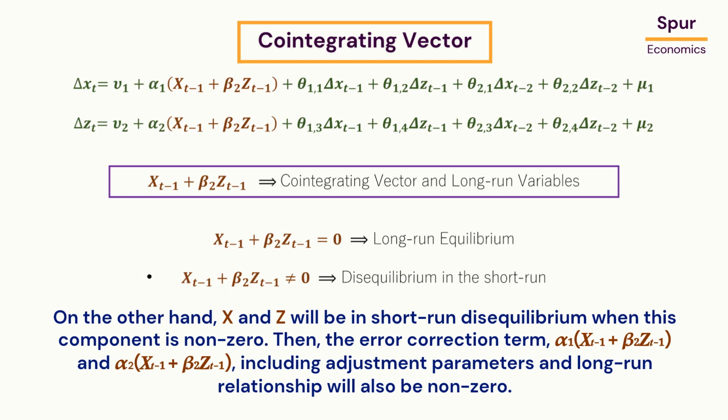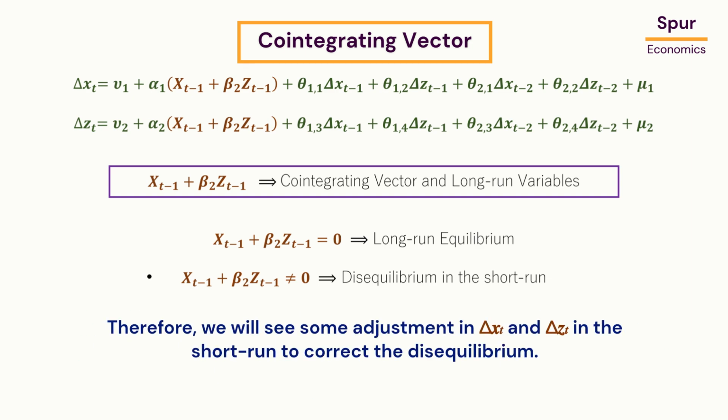On the other hand, x and z will be in short-run disequilibrium when this component is non-zero. Then, the error correction term including adjustment parameters and long-run relationship will also be non-zero. Therefore, we will see some adjustment in delta xt and delta zt in the short run to correct the disequilibrium.